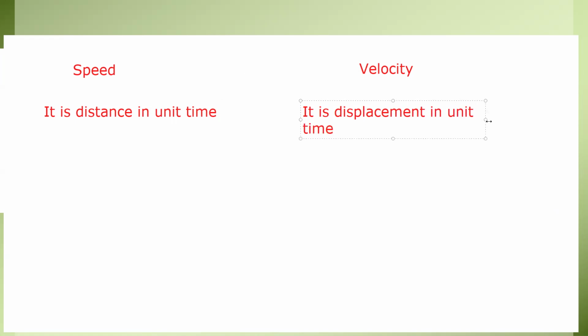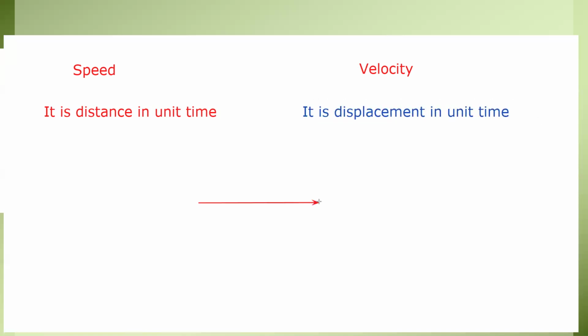In IGCSE, you used to write the same definition for the speed and the velocity. When we used the term calculate the velocity, you were also saying distance in a unit time. The reason for that is that in IGCSE, you were taking a simplified motion, where the object was always moving in a straight line.